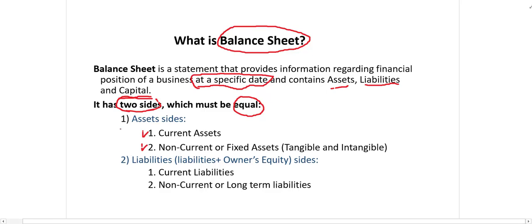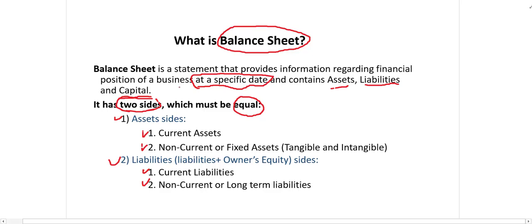The other side of the balance sheet is the liability side, which includes the liabilities themselves plus owner equity. Okay? So we can say the balance sheet has two sides. One side is called the asset side and the other side is called what? The liability side. And like the previous one, liability is also divided into two types: current liability and non-current liability.